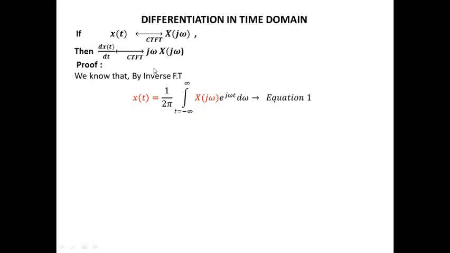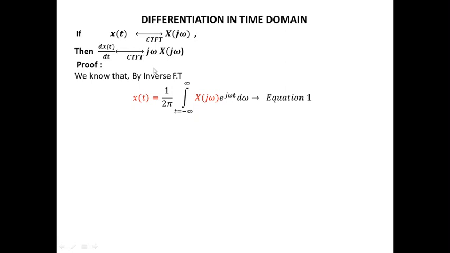The next property is differentiation in the time domain. The property goes like this: if X(jω) is the CTFT of x(t), then jω X(jω) will be the CTFT of dx(t)/dt. It is a very simple property. If a signal is differentiated in the time domain, then in the frequency domain it gets multiplied by jω. That's it. For this particular property, we cannot go for the analysis equation.